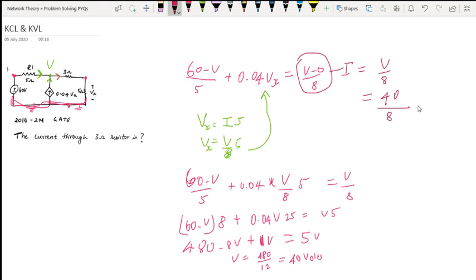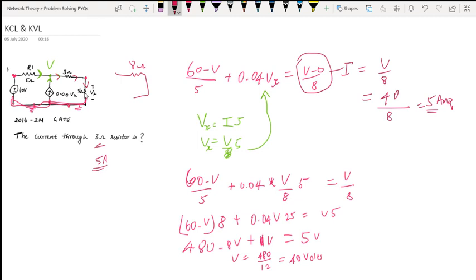So what is 40 by 8? This is 5. So 5 amps is the current that is flowing through the total 8 ohms. The total 8 ohms, and 3 ohms and 5 ohms, everything has the same current. So current through your 3 ohm resistor is 5 amperes. Because the current through 3 ohm and the current through 5 ohm is the same. The series combination of 3 ohm and 5 ohm will be 8 ohm, so the same current will be flowing, because in a series combination current will not change. So 5 amps is the current flowing through this 3 ohm resistor.